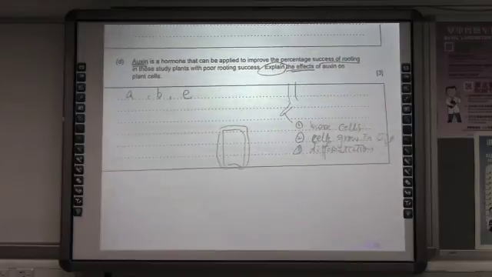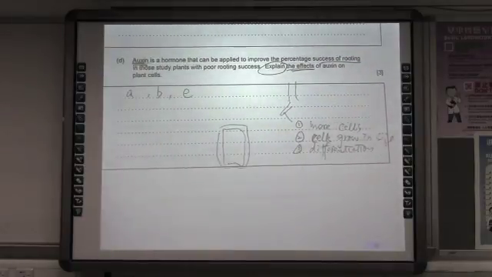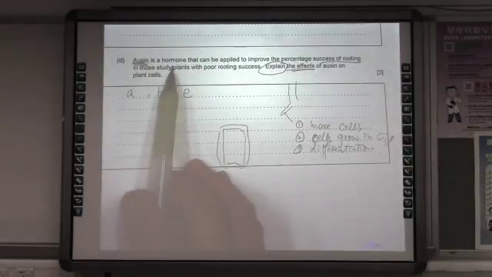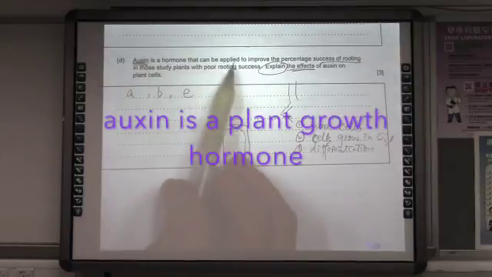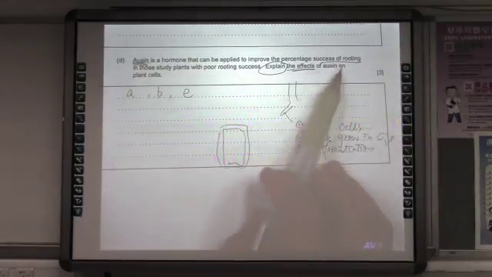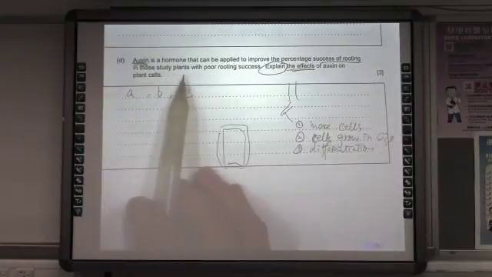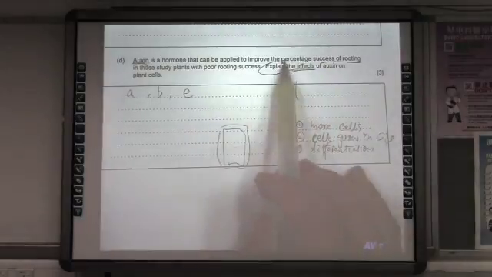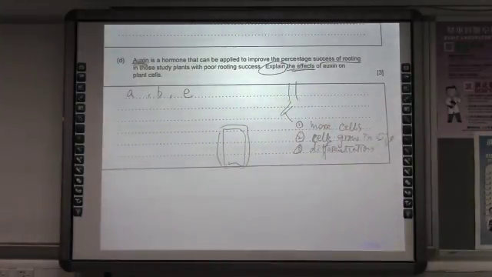Okay, now D. Auxin. Auxin is a hormone, but we know auxin is a growth hormone in plants that can be applied to improve the percentage of success of rooting in those studied plants with poor rooting success. Now, what you have to do this time is to explain. So this is the action word.